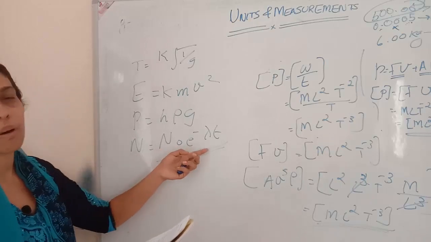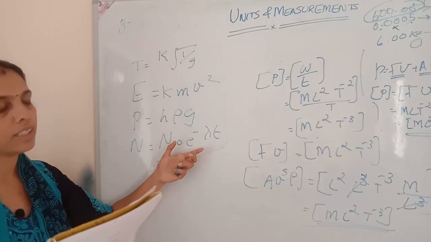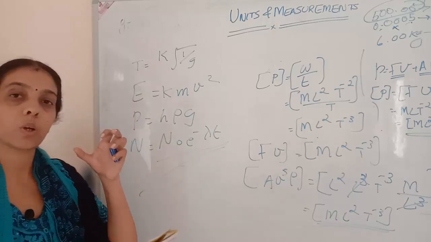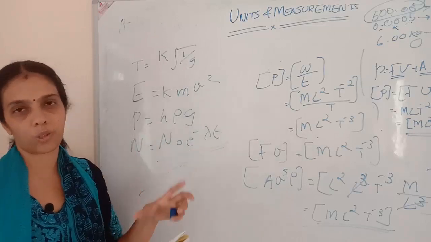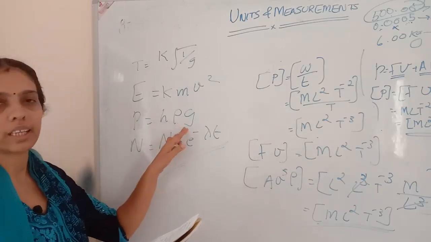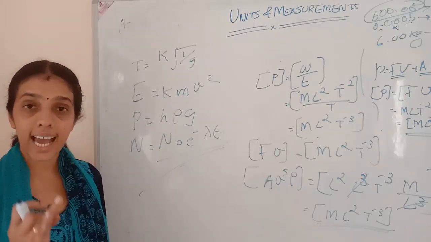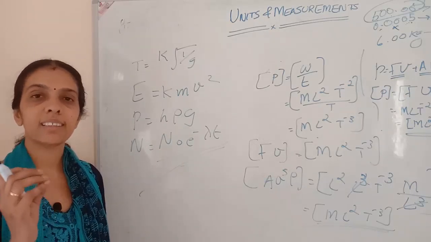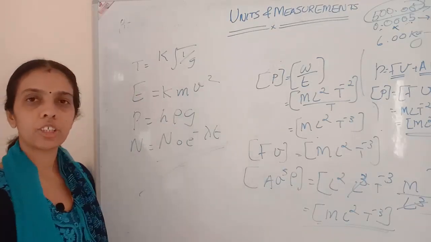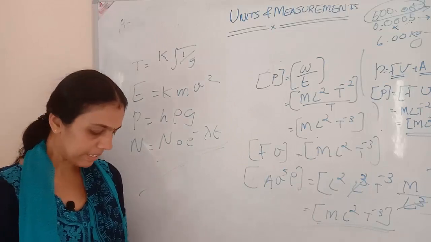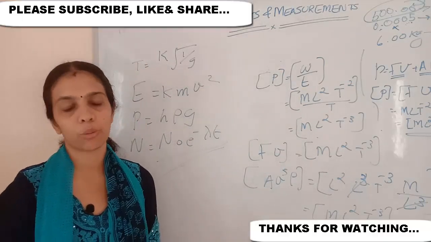See, the e to the power term we can't find using the dimensional method. And k, if it is a constant, the constant value we can't find out, but we can write it as a constant. And the other equations we can write as dimensional equations. So exponentials, tan, theta, sine, all the trigonometric functions we can't arrange in the dimensional method. Okay, clear? So these are some of the important questions from the units and measurement chapter.